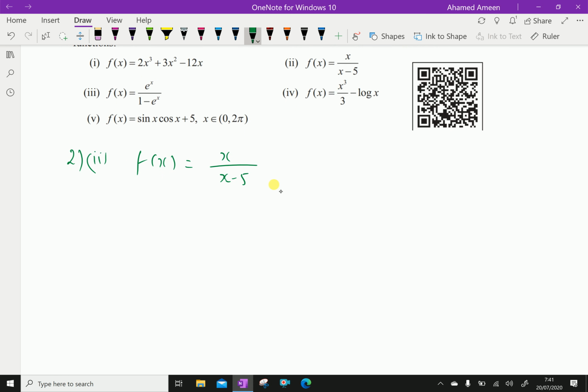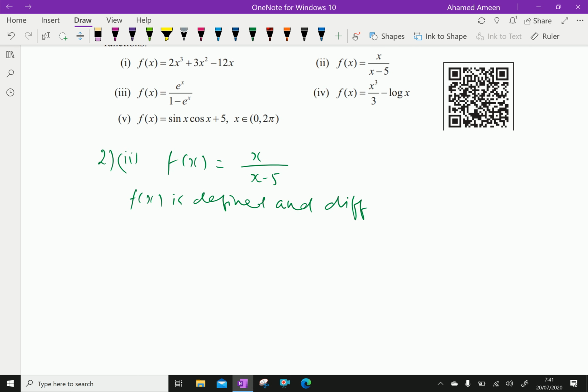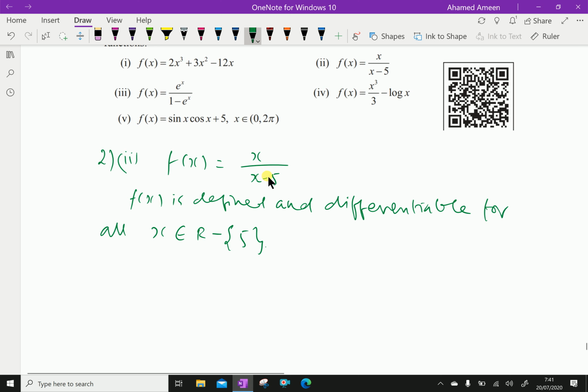Here f of x is defined and differentiable for all x is an element of R except 5. Here the denominator has x minus 5. If you substitute 5, 5 minus 5 is 0, infinity comes, so it's not defined for 5. So x is an element of all real numbers except 5 is our domain.